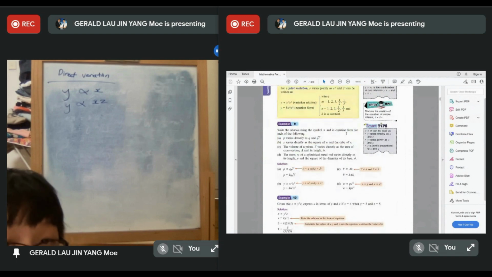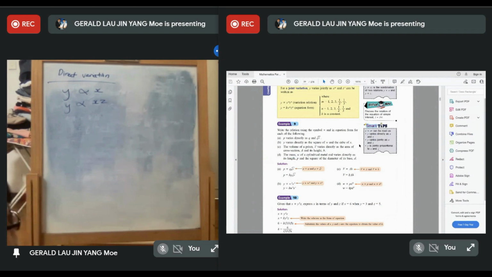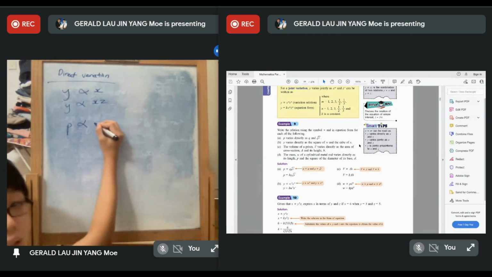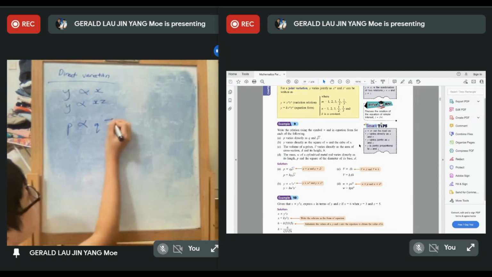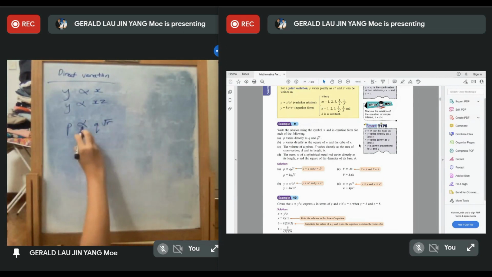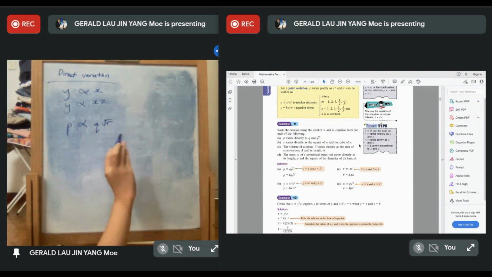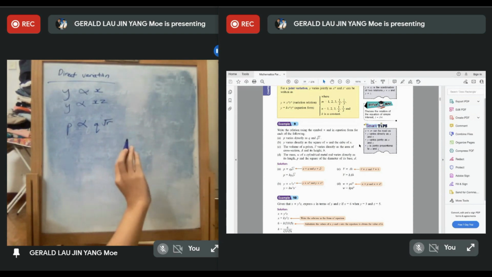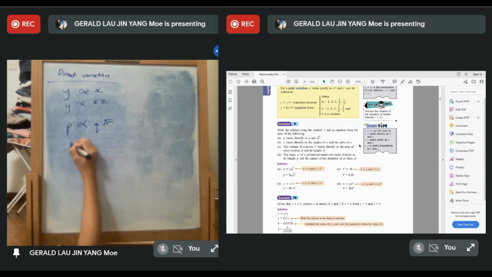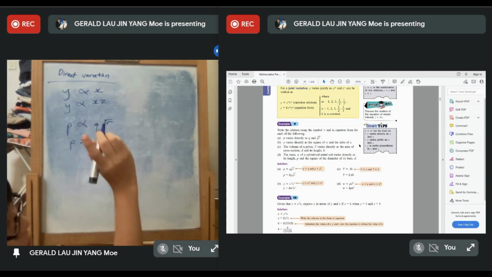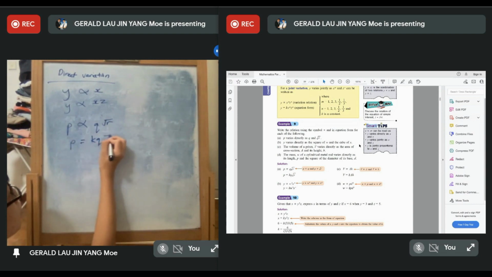So how do you write it? For example, p varies directly as q and square root r. So p alpha, varies directly as what? q and square root r. You write only alpha. Okay, finished already. And then if you want to write it into the equation form, what do you do? You write equal and then introduce the constant k: p = kq√r.